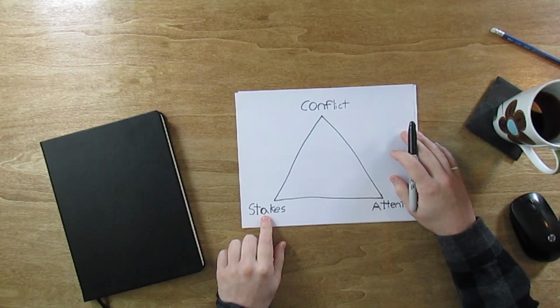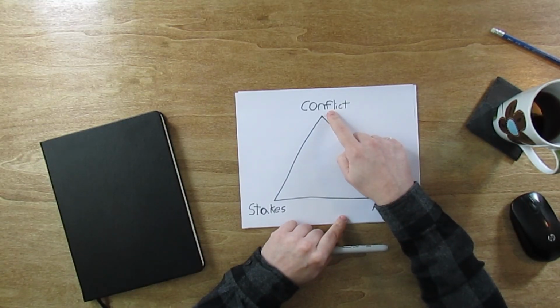The first point on the triangle is stakes. What are stakes? Stakes are everything that your character already has or everything that they desire to have. It is everything that they could lose or everything that they could fail to gain throughout the story. Stakes might involve getting into a relationship. They might involve having a family or protecting that family. They might involve the physical safety of your character's community.